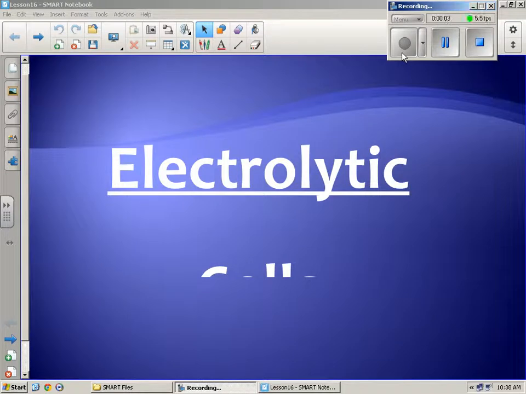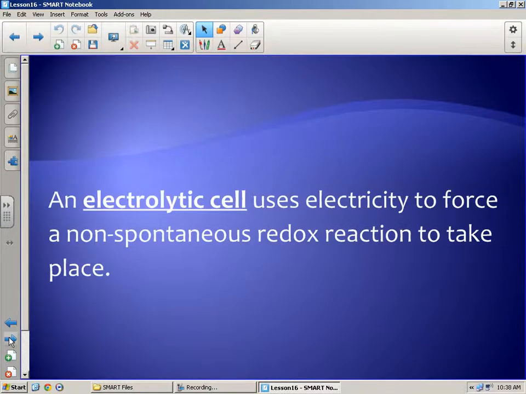Electrolytic cells. Today we're going to talk about electrolytic cells. An electrolytic cell uses electricity to force a non-spontaneous redox reaction to take place. In today's lesson, we're going to talk about the opposite of a voltaic cell. An electrolytic cell means that we have to use electricity or some type of energy source to basically force that reaction to take place.